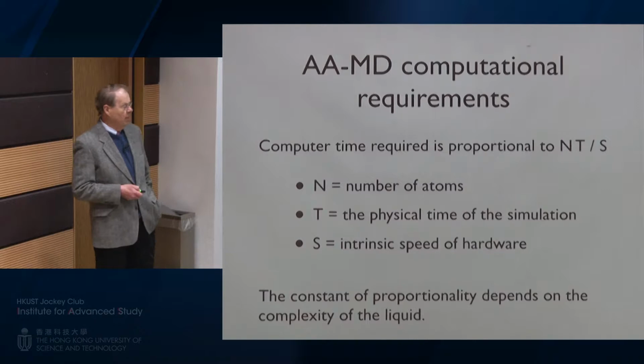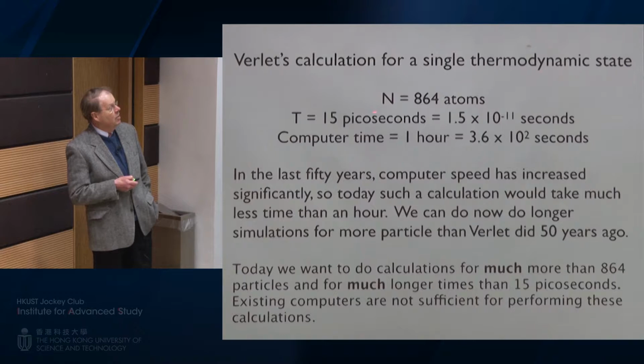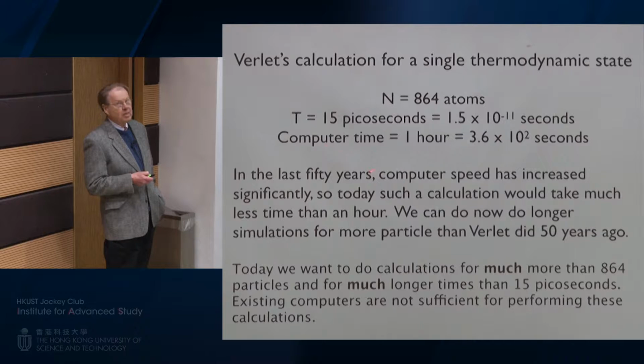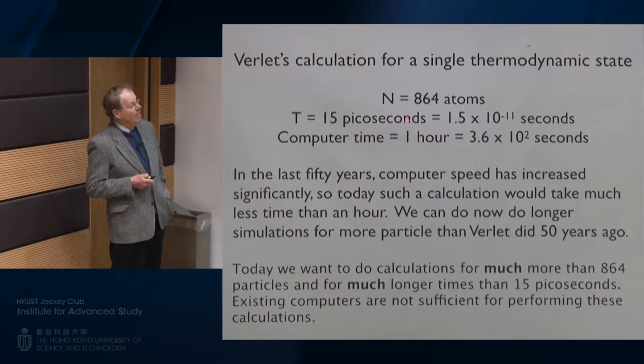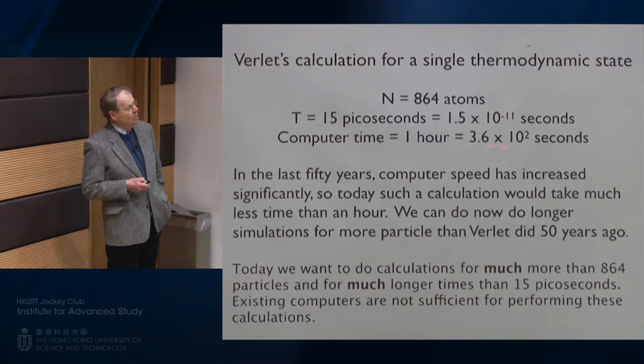So for example, in Verlet's calculation, he was dealing with 864, approximately 1,000 atoms. Each of his simulations was 15 picoseconds, 1.5 times 10 to the minus 11 seconds. On the fastest computer he had available to him in 1966, it took 1 hour to do this calculation. It turns out an hour is 3.6 times 10 to the 3 seconds. And notice that the atoms were only going a very small time, but it took a long time to do it. In fact, the ratio of these two numbers is 10 to the 13th.